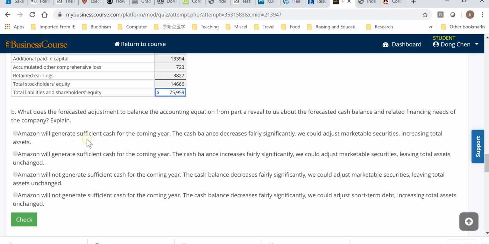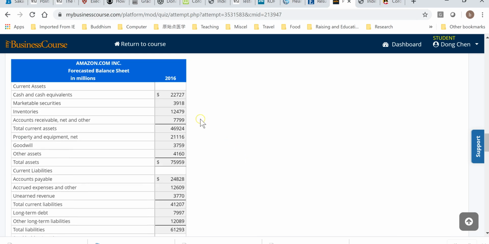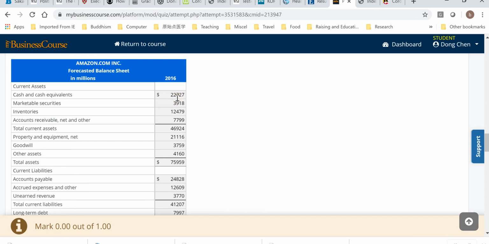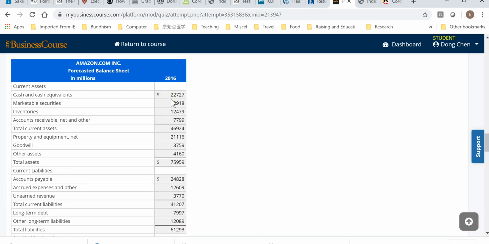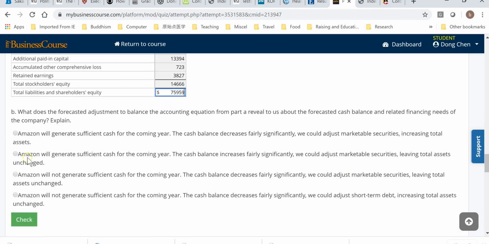A, Amazon will generate sufficient cash for the coming year, and the cash balance decreases fairly significantly. That's not correct. The cash balance increases, right? And B, Amazon will generate sufficient cash for the coming year, the cash balance increases fairly significantly, and we could adjust the marketable securities, leaving total assets unchanged. Yes, that's actually one option, because right now the cash balance seems to be above the normal level. So what we can do to lower that cash balance is to use a portion of that cash to buy more marketable securities. So this will lower that level. So this seems to be correct.